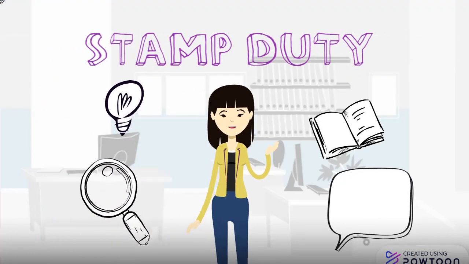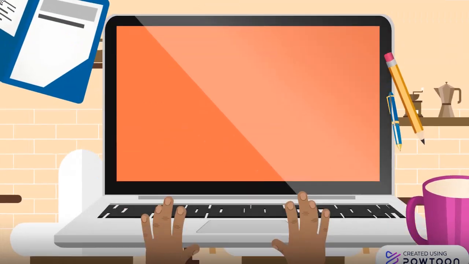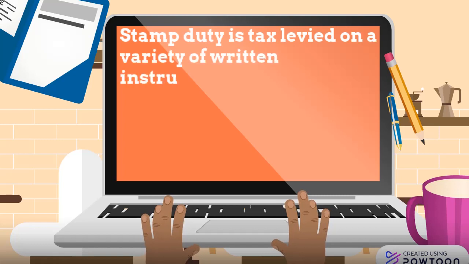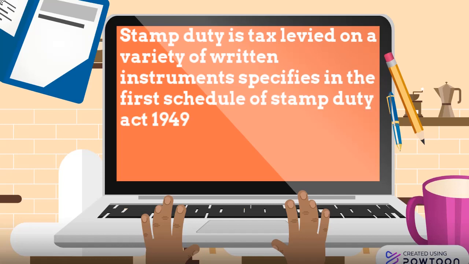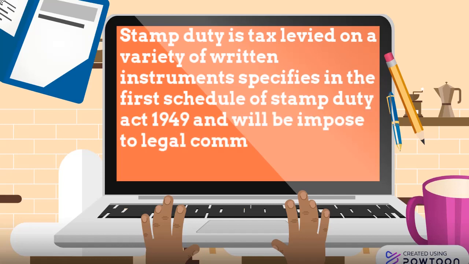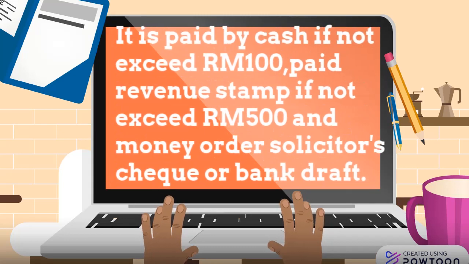Stamp duty. Stamp duty is tax levied on a variety of instruments specified in the first schedule of the Stamp Duty Act 1949 and will be imposed on legal, commercial and financial instruments. It is paid by cash if not exceeding 100, paid by revenue stamp if not exceeding 500, and money order, solicitor's cheque or bank draft.